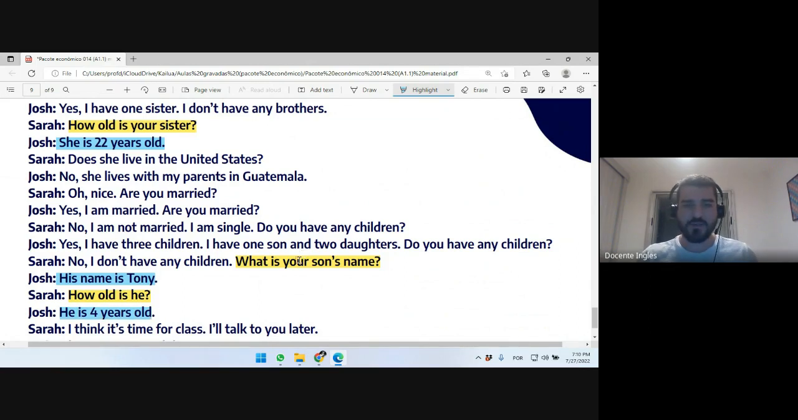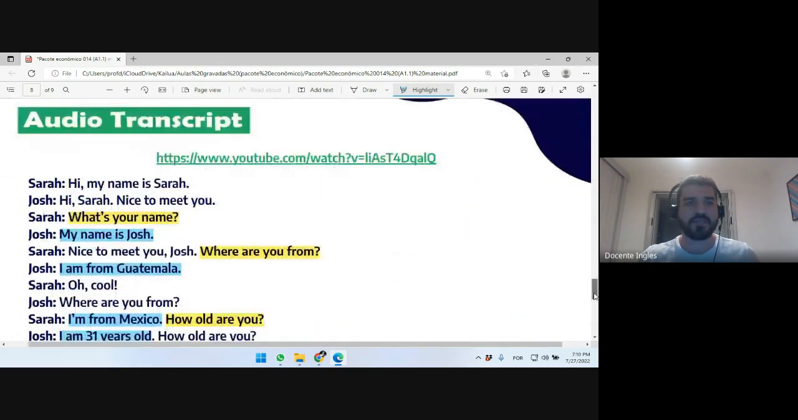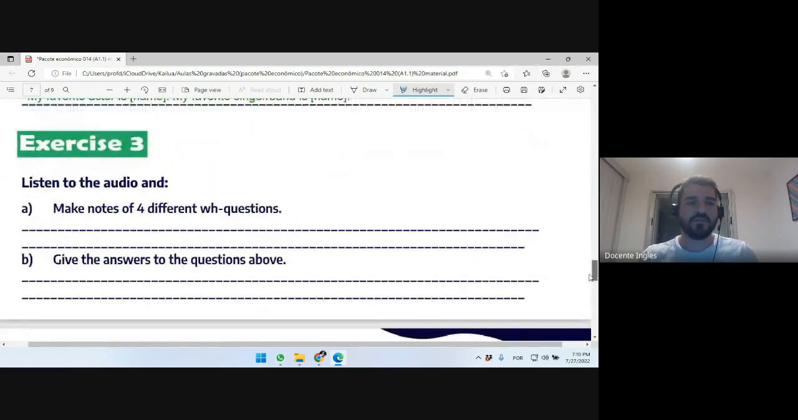So in yellow, we have the possible answers for letter A. In blue, we have the possible answers for letter B. Okay, so if you have any questions, again, go to Google Classroom, ask your questions, or see the video again and see all the explanations again.